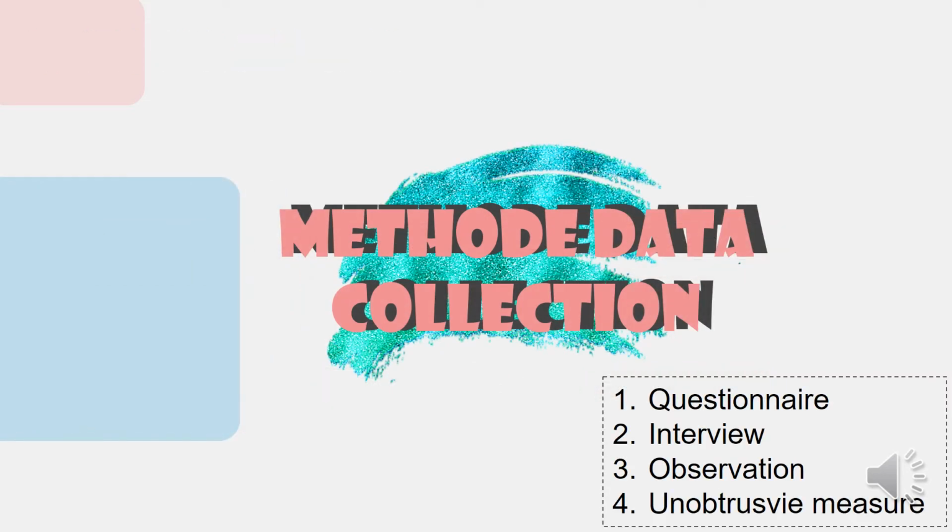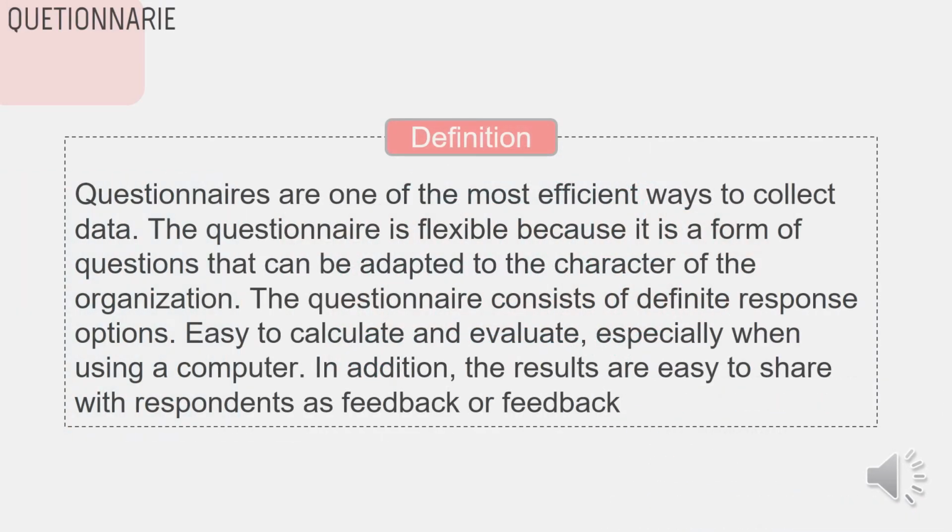Data collection methods: questionnaire, interview, observation, and unobtrusive measure. Questionnaire definition: questionnaires are one of the most efficient ways to collect data. The questionnaire is flexible because it is a form of question that can be adapted to the character of the organization. The questionnaire consists of definite response options, easy to calculate and evaluate, especially when using a computer. In addition, the results are easy to share with respondents as feedback.